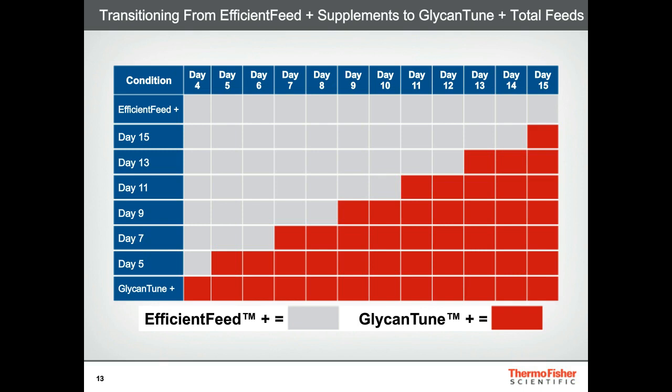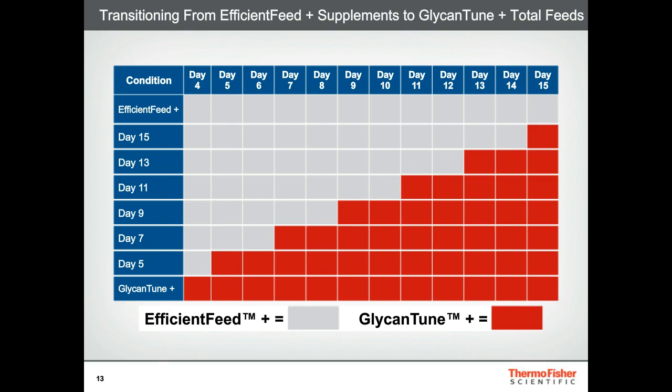So for an example, let's take day 11 from this chart as example. Feeding with EfficientFeed Plus is started on day 4 and continues all the way up to day 10. Then on day 11, the EfficientFeed Plus feed is replaced with GlycanTune. And then GlycanTune is fed from days 11 all the way up until day 15. So feeding is started with an EfficientFeed Plus feed and then switched to GlycanTune Plus. And the timing of this switch, or the transition, will lead to predictable changes in glycan profiles. Transitions to GlycanTune earlier in culture will lead to increases in galactosylation, or an increase in G1F and G2F.